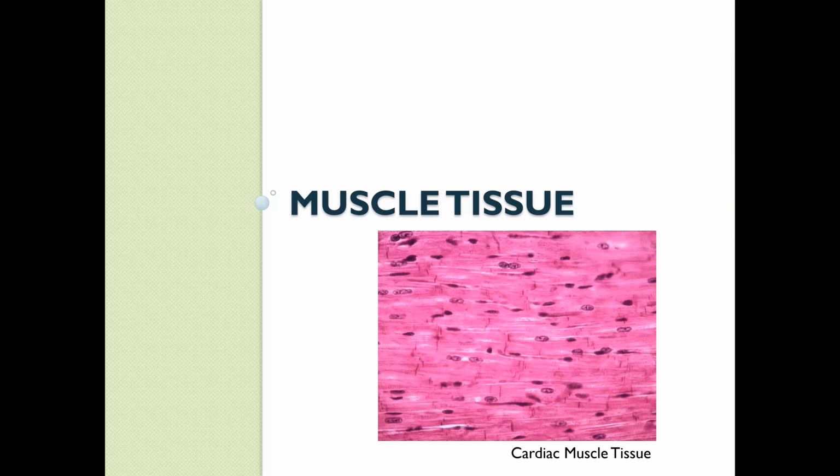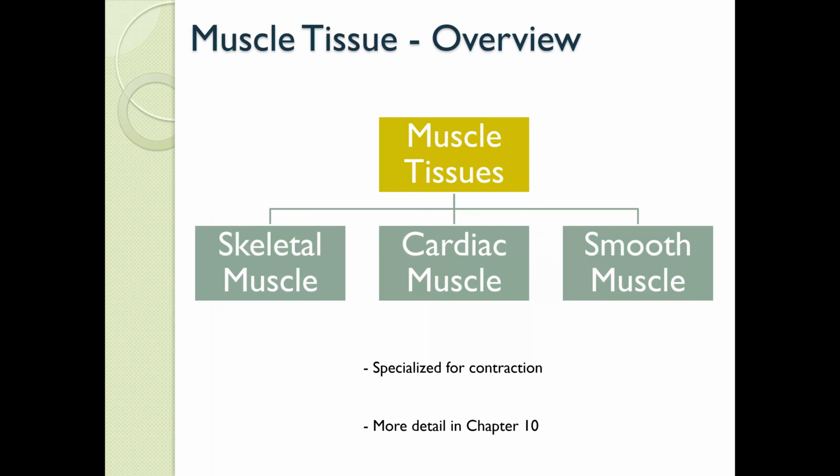The last couple of sections are going to be relatively short because with muscle tissue and neural tissue, we're going to cover those in much more detail later in the semester. So in this particular chapter, we're just giving you an overview. So let's look at muscle tissue, and this is an image of cardiac muscle tissue. So I'm going to give you the overview first in this case.